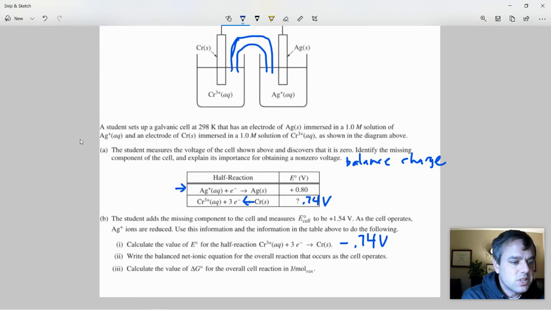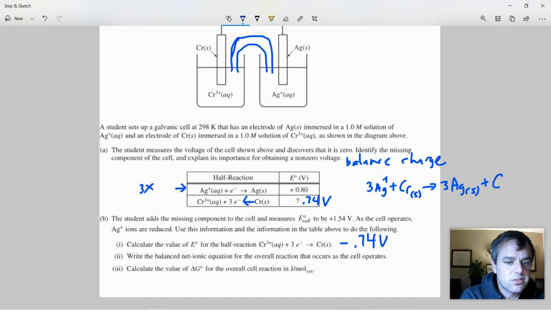And then it wants us to write a balanced net ionic equation for the reaction that occurs. Well, this top reaction, the silver reaction, we're going to have to triple that. So our overall reaction would be that 3 Ag pluses plus Cr makes 3 Ag plus Cr with a positive 3 charge. So that would be the net ionic equation. The electrons would cancel out, right?